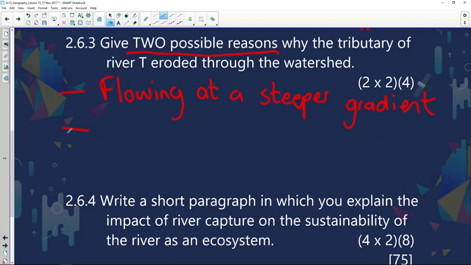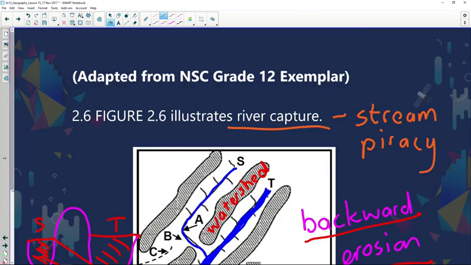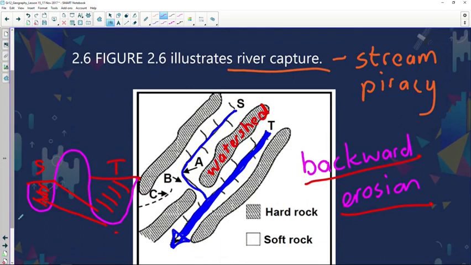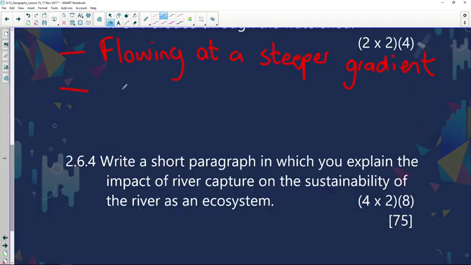Another reason is because river T might experience higher precipitation. So this drainage basin on this side over here experience higher precipitation, means there's a higher rainfall area. And that's the reason why the volume of water is greater. Higher rainfall area. And another reason that we can mention, because of softer bedrock, so it erodes easier.